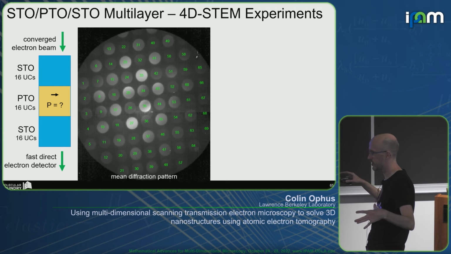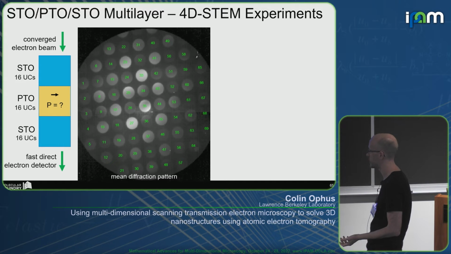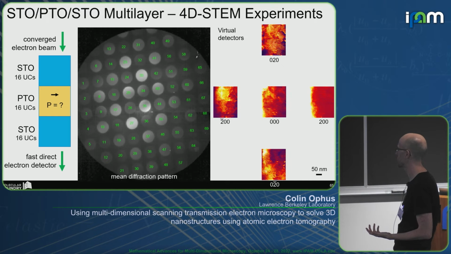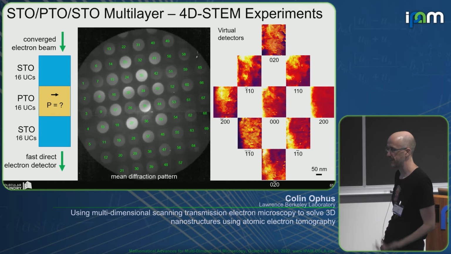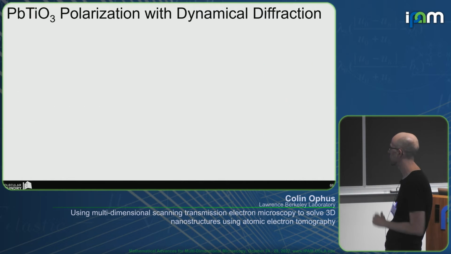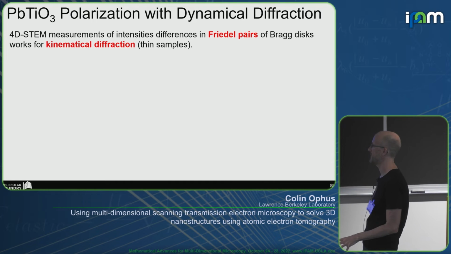We open up the semi-angles as far as we can without overlapping because we want to have a simple experiment without complex interference here. And if I make a virtual detector on the different diffraction spots that are relevant, you can immediately see this is a vortex domain sample. You can see those long, skinny vortices there. So what we want to do is measure the polarization vector.